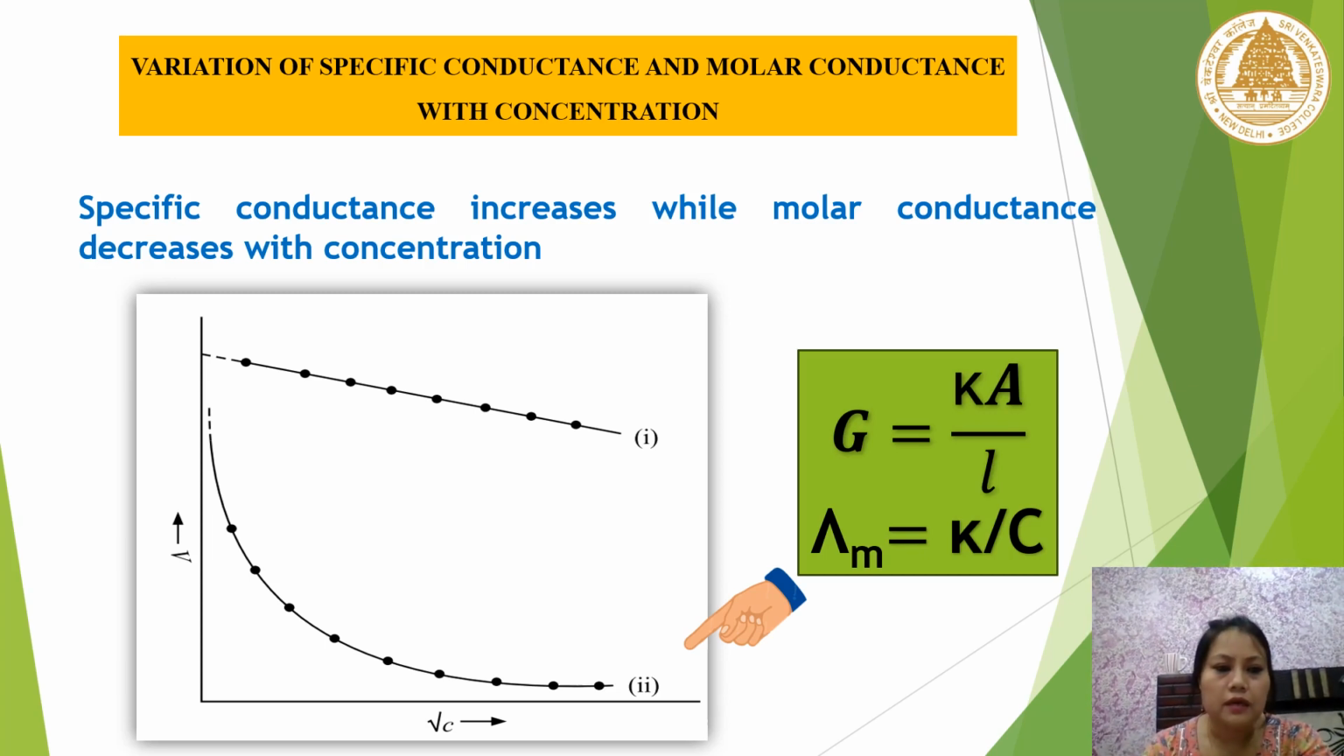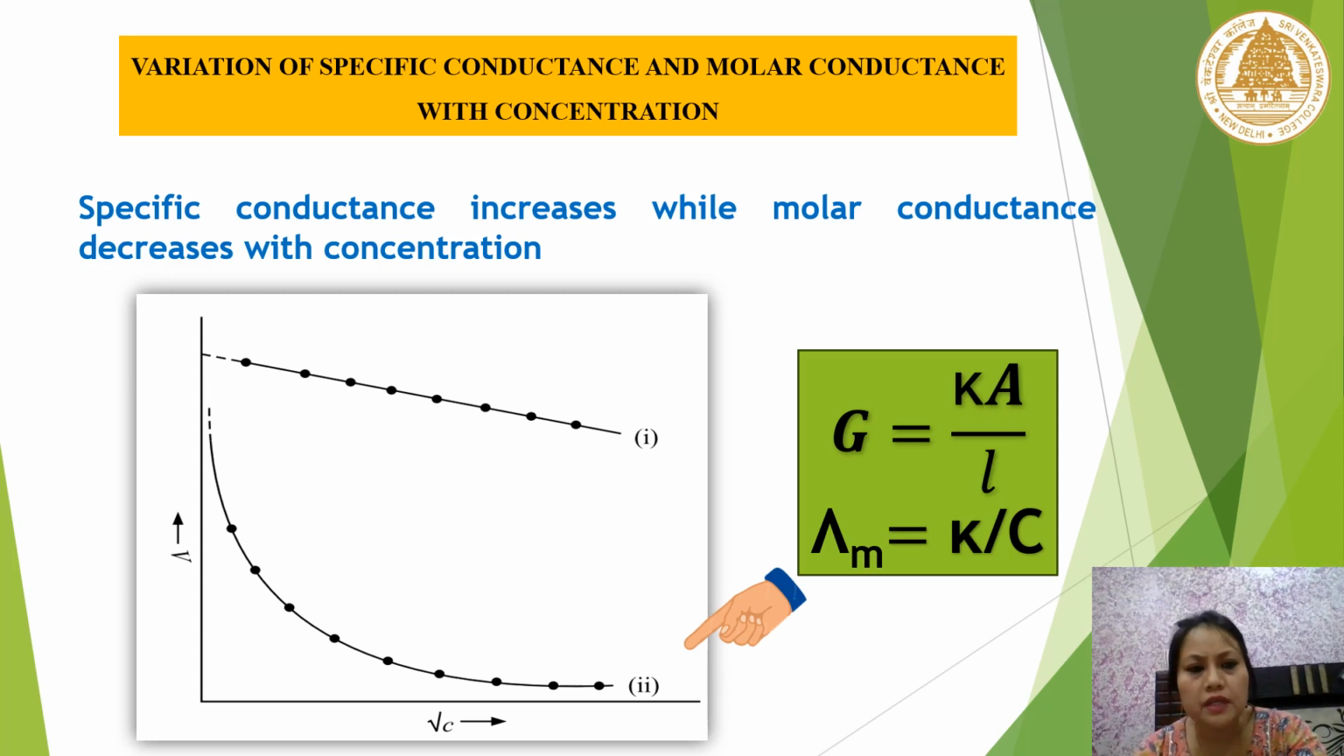And it is found that the specific conductance increases while molar conductance decreases with concentration. So why such a difference and variation in specific conductance and molar conductance with concentration? Why is it observed? We have the basic equation relating the conductance G with the specific conductance kappa, according to which G is equal to kappa A upon L.